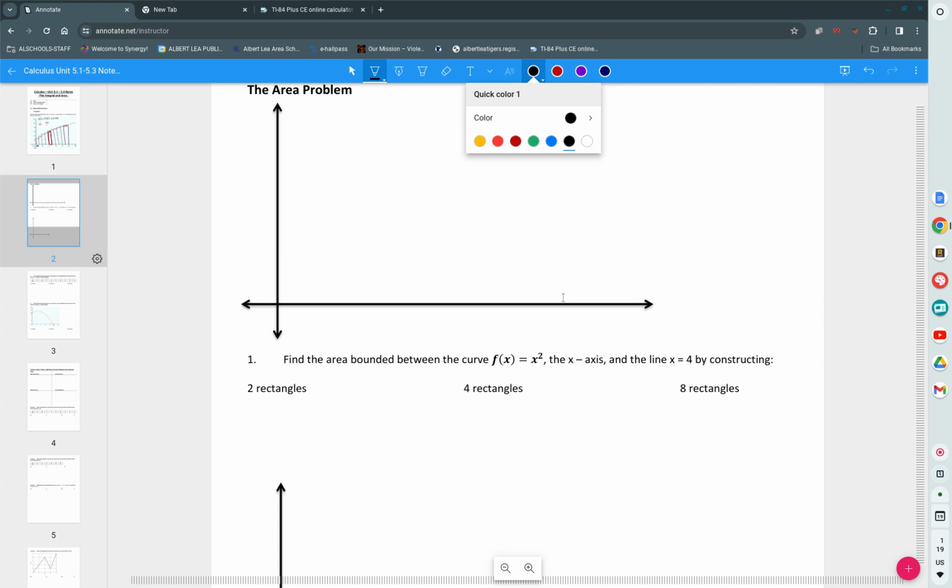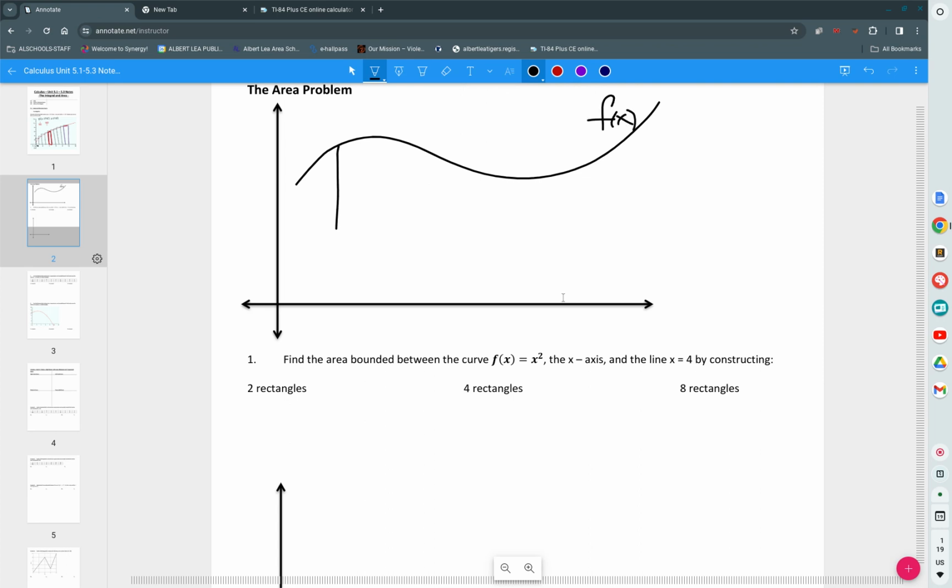And the big question that gets asked is this. Suppose we have a function, and it is f of x, and it is bounded by the line A and the line B, and it encloses this area right here. The big question that gets asked is, what is the area?